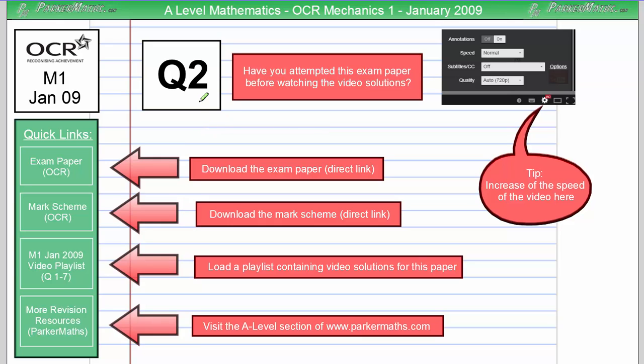Hi, I'm Mr. Parker and this is question 2 on the OCR Mechanics 1 paper from January 2009.